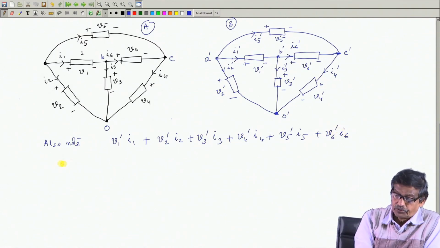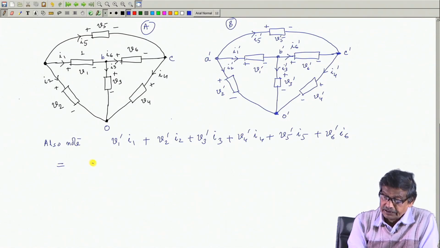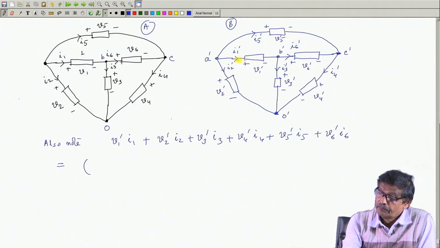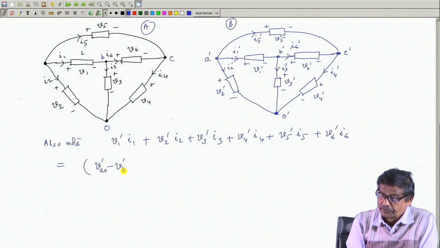What does this come out to be? Okay, same procedure. V1 dash is what? Voltage across this element in terms of the node voltages V dash A0 minus V dash B0.